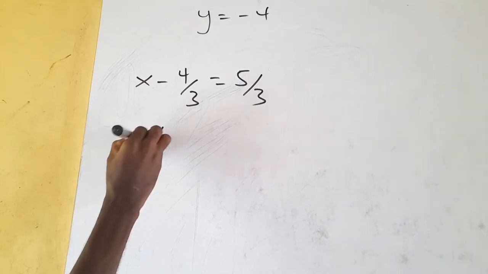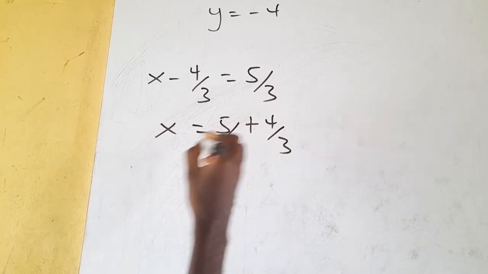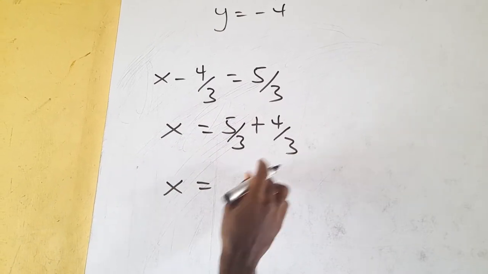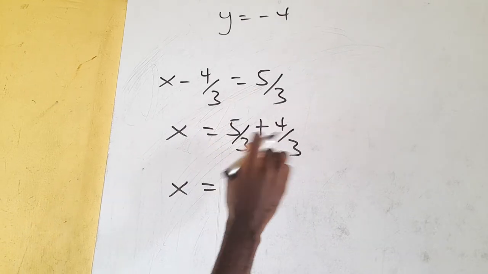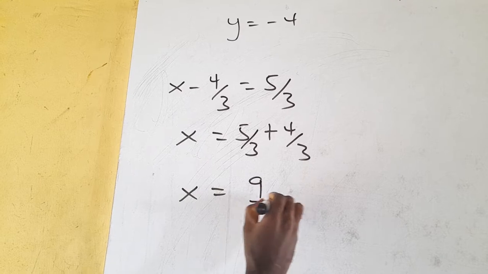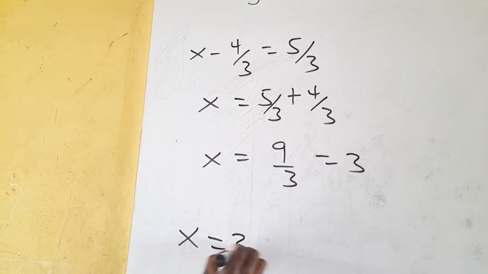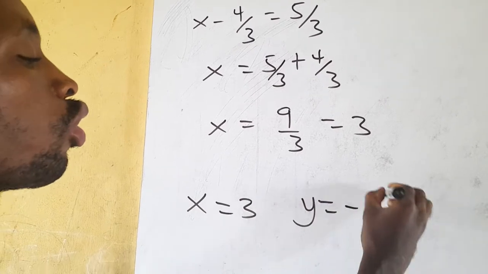Okay, so our x will be equal to 5 out of 3 plus 4 out of 3. So the denominators are the same. We just add the numerators. 5 plus 4 is 9 over 3. 9 divided by 3 is 3. So we can say our x is 3 and our y is negative 4.